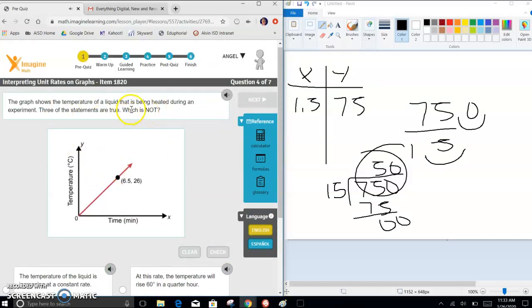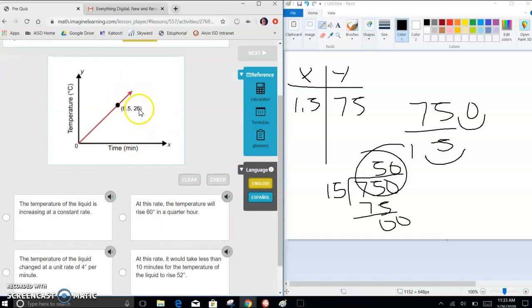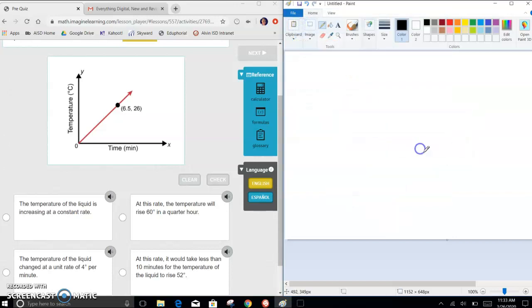Same thing here. Oh, but it says which is not. The graph shows the temperature of a liquid that is being heated during an experiment. 3 of the statements are true, which is not true. So I need to find this rate first and foremost. So clear my canvas. X, Y, 6.5 divided by 26. 26, I'm sorry, the other way around. 26 divided by 6.5.